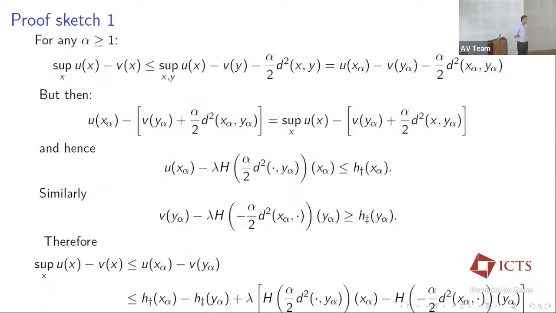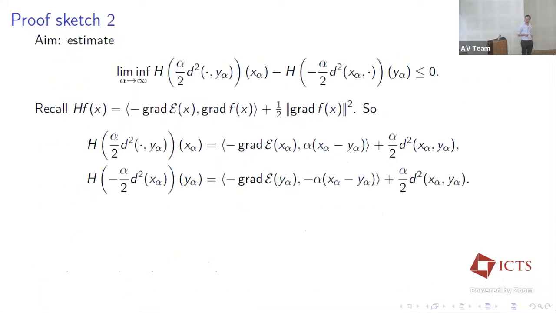Of course, if I send alpha to infinity, x alpha and y alpha are going to be close. So that will give me the supremum over h dagger minus h double dagger. And then the final thing that I need to control is this difference of the Hamiltonians. So let's check how that works in an example. So I need to control the difference of these Hamiltonians. So let's do that in this case. So this is the case that we started out with.